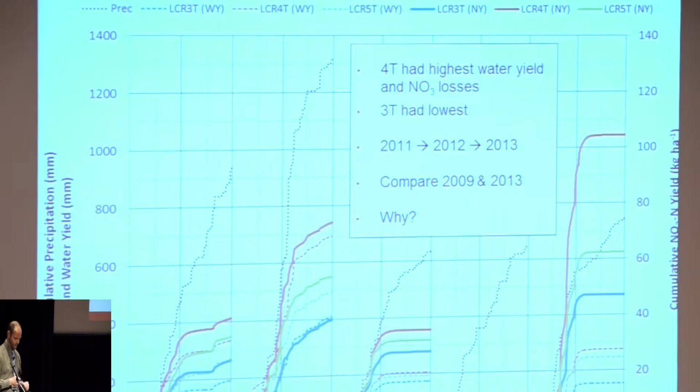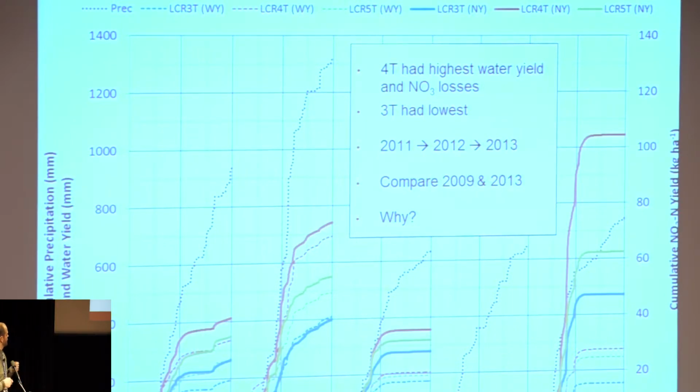Another plot with a lot of information on it. So we'll just walk through it and I'll point out a couple things. The dotted black line on top, typically, that's the annual cumulative precipitation. And then the dashed lines are the annual cumulative water yields from each of the 3 tile drains.